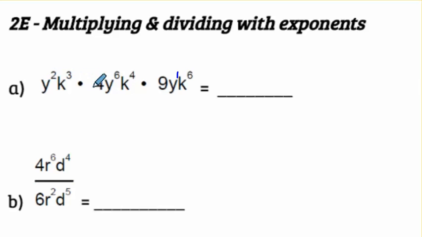So let's deal with our coefficients first. We have a 4 and we have a 9. So we have 4 times 9, which is 36.